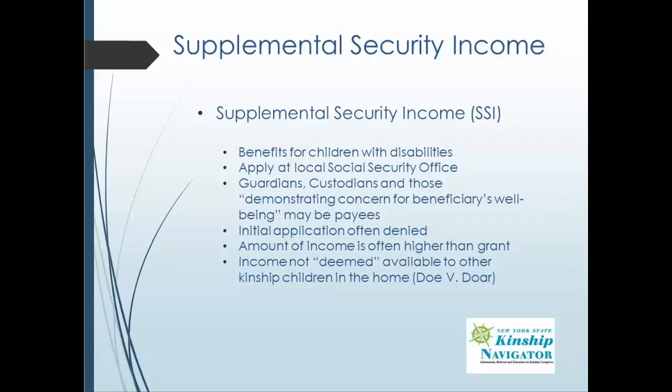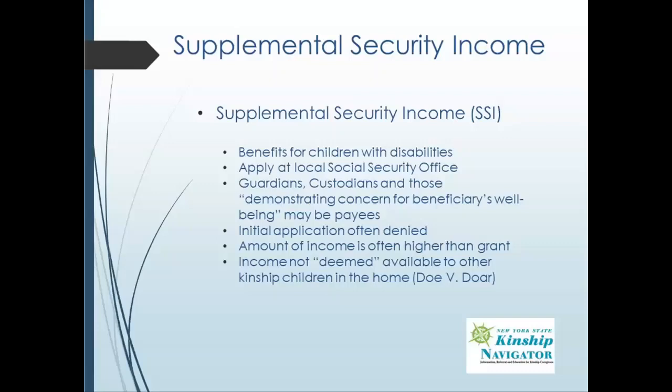So a child cannot receive both unless their SSI income is less than $400 a month. If they're receiving $200 a month in SSI, they would be eligible to receive up to that $430 whole for the public assistance grant. So they receive about $230 a month for the public assistance grant. But this is considered income for the child. It's benefits for children that have disabilities. You can apply at your local Social Security offices. And in order to apply, you need to be a guardian, custodian, or those demonstrating concern for a beneficiary's well-being, which is very, very broad. We've noticed at the Navigator that the initial application is often denied, and it's simply just because it's a little bit of a process.